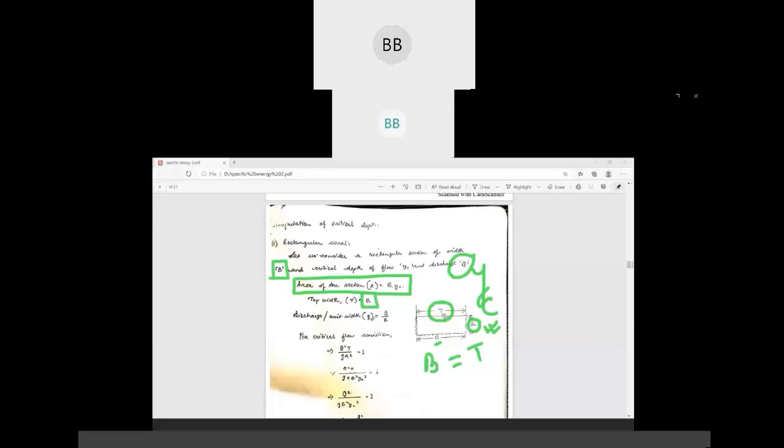Then another term, this is called small q. Small q is nothing but the discharge per unit width, the unit width of the channel. That is, Q is the discharge divided by B. This is denoted by small q. Small q is nothing but capital Q divided by capital B, discharge divided by the width of the channel.